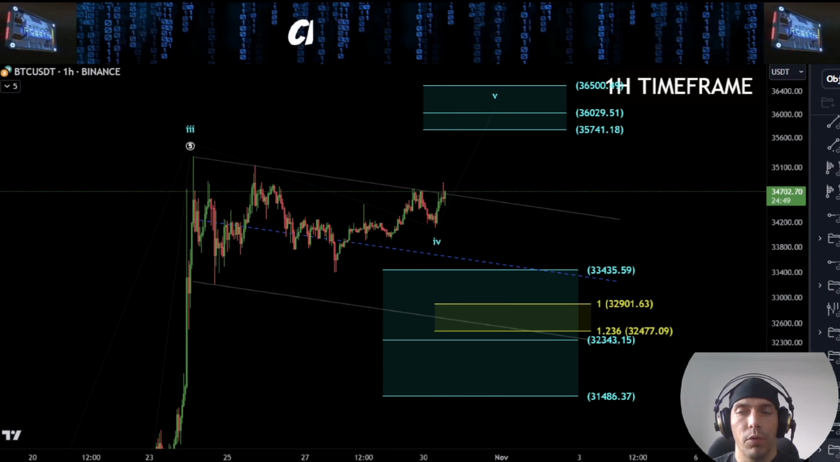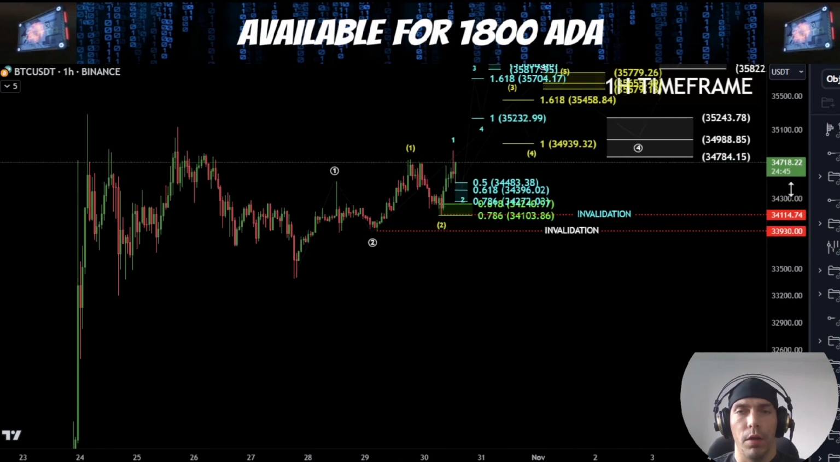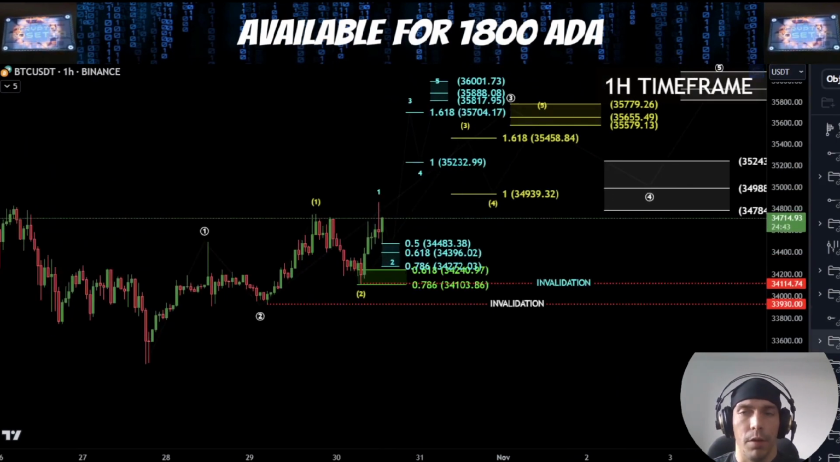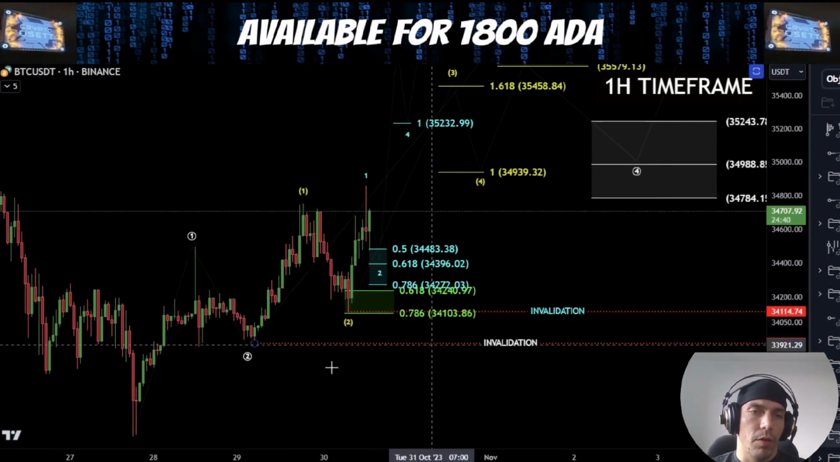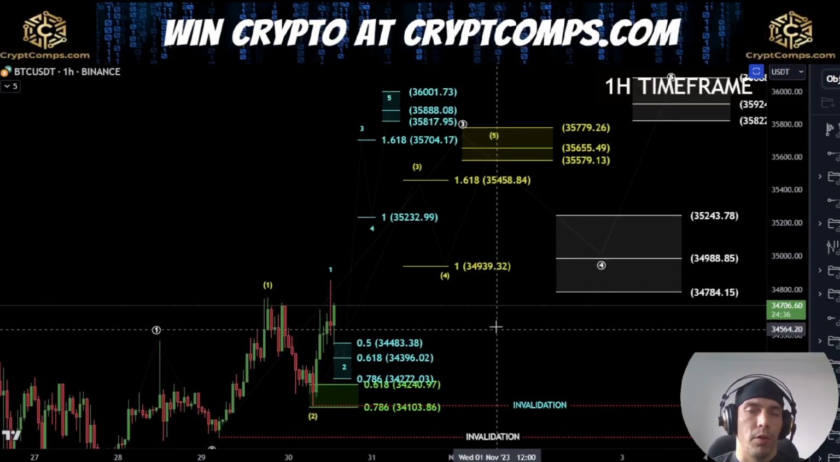Now it is possible that we could start to see a direct break to the upside here, and we're going to come in a little bit closer and talk about this idea. Now within this idea, what we'd be saying is that we have a series of 1s and 2s again here, and we could be looking for a direct extension.